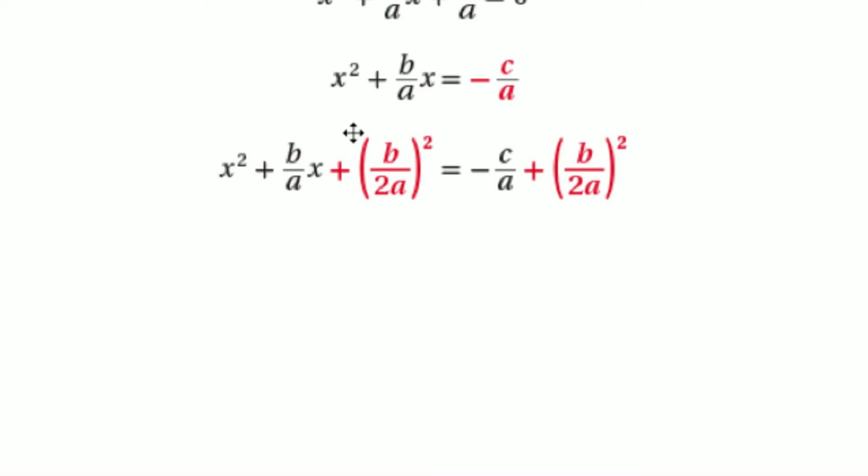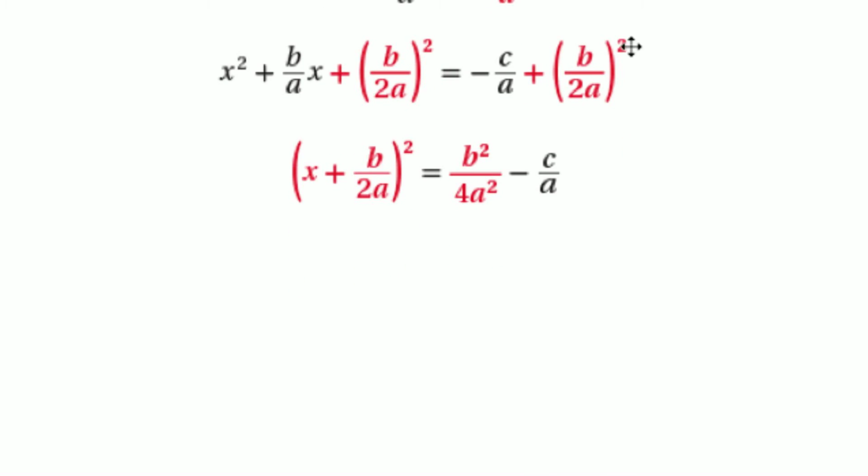It's looking a little ugly, but we did all this work so we can take the left side and factor it into x plus b over 2a squared. And then this side, we just kind of switch this around and drop the squared in here, so we get b squared over 4a squared. And that's all fine and dandy, right? Great. So we kept the left side.